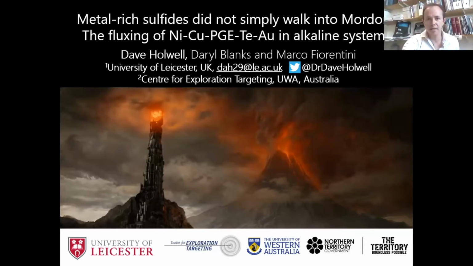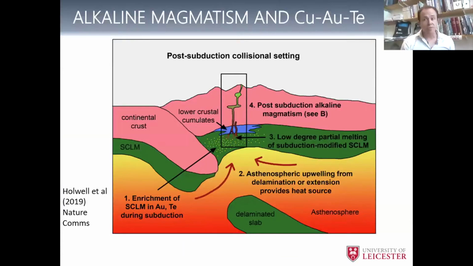Marco Fiorentini, many of you will know, is at CET in Western Australia. So very briefly, alkaline magmatism, generally we're looking in a post-subduction collisional setting during extension. And the key thing is low degrees of partial melting, less than 10% partial melting. The low degree partial melts are a little bit more enriched in the incompatible components of the mantle, like volatiles. But also, you're only partially melting the sulfide in the mantle.